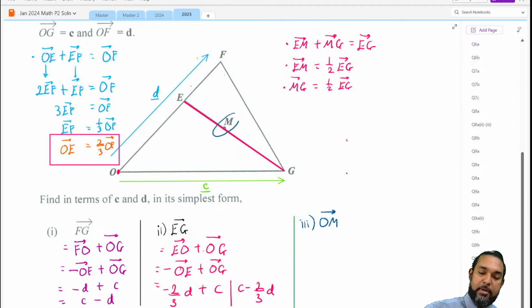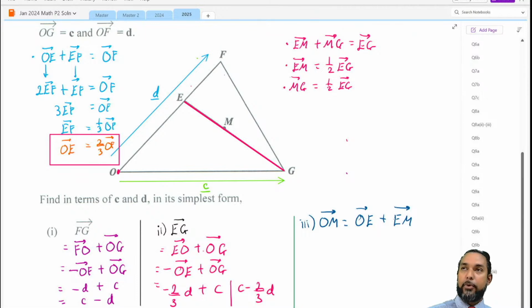Okay, M is the midpoint of EG, right? So we talked about that here already. Now, the easiest way to go from O to M is to go from O to E and then E to M. You could also go from O to G and then G to M. You could also go O to F, F to G, and then G to M, but I think that's unnecessary. It's just that you have more steps in the working, which means you have more possibility for error the more you do.